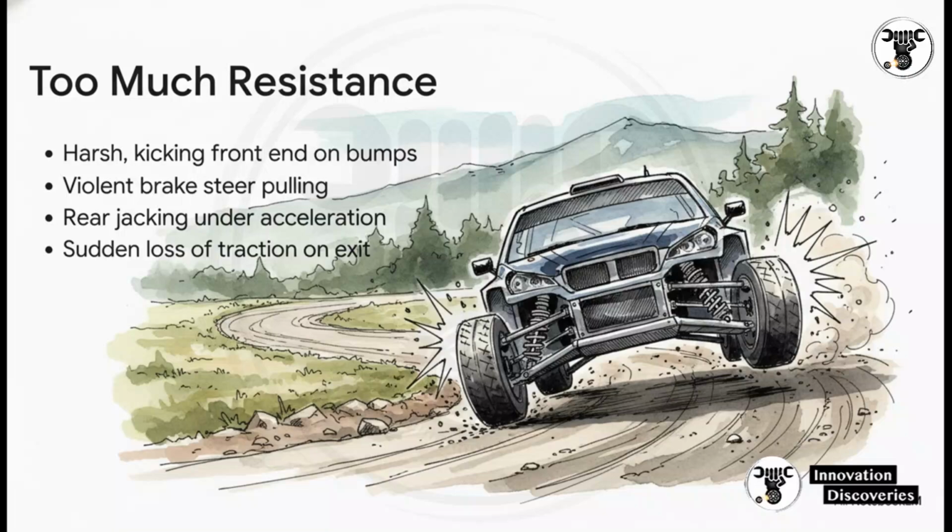Under hard braking, the front end is going to feel super harsh, like it's kicking back at you, because the metal suspension links are absorbing the bumps instead of your springs. You might even feel some violent brake steer trying to rip the wheel from your hands. Under acceleration, extreme anti-squat causes what we call rear jacking. The back of the car actually rises up, unloads the rear tires, and bam, sudden loss of traction on corner exit. You absolutely have to balance your anti-dive and anti-squat, or you'll completely destroy the ride quality.